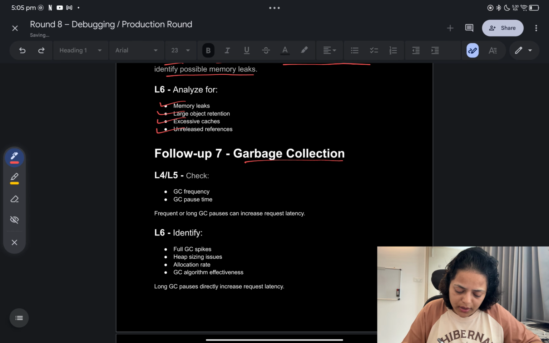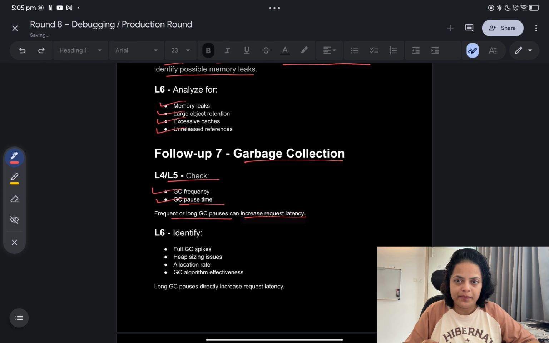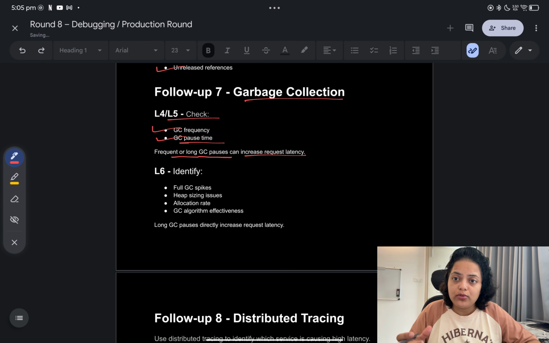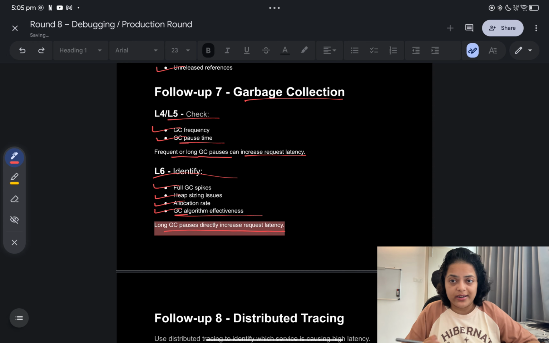Now follow-up question 7 is related to garbage collection. L4 and L5 will check garbage collection frequency, how frequently your system is collecting garbage, and then garbage collection pause time. Frequent or long GC pauses can increase request latency, so we need to take care of that. L6 will identify full garbage collection spikes first of all, then heap sizing issues, allocation rate, and GC algorithm effectiveness. Long GC pauses directly increase request latency.